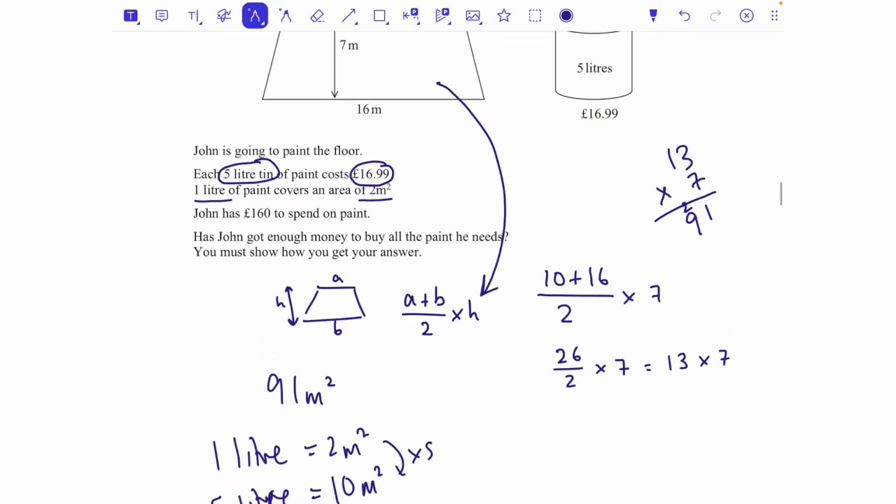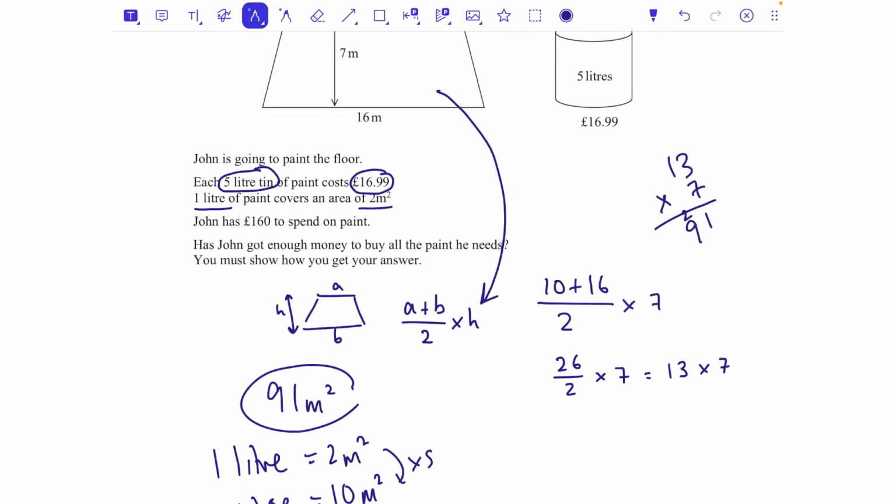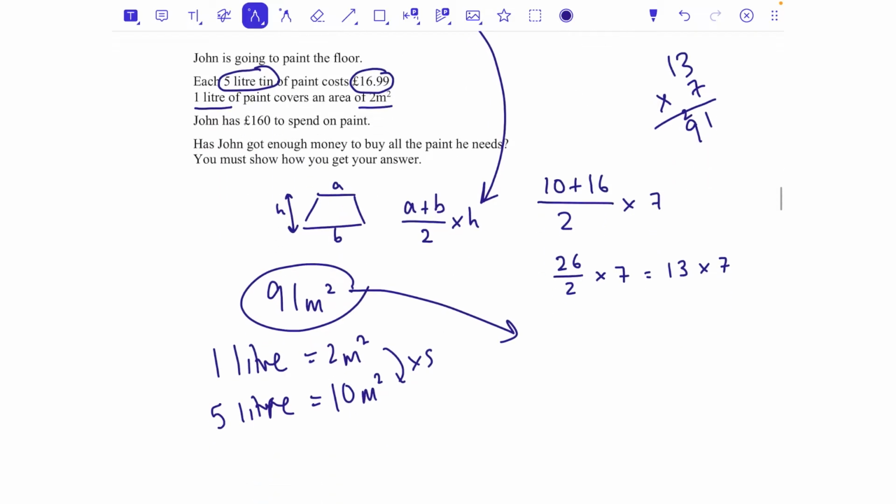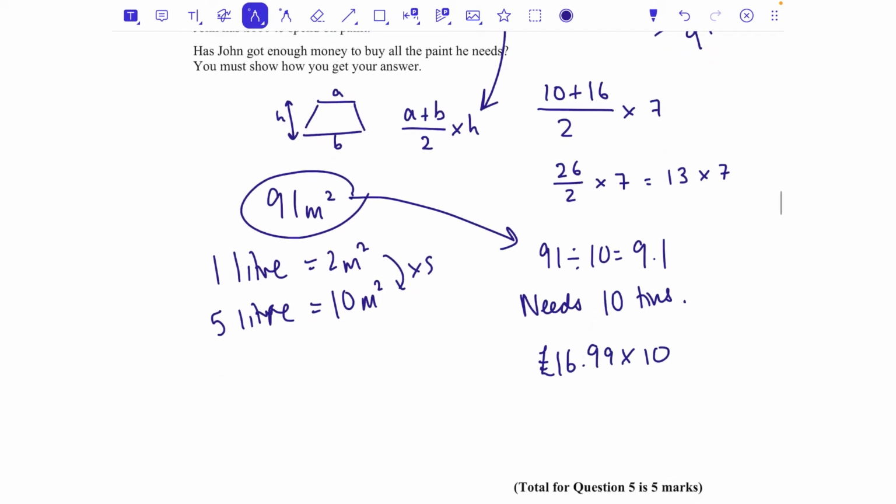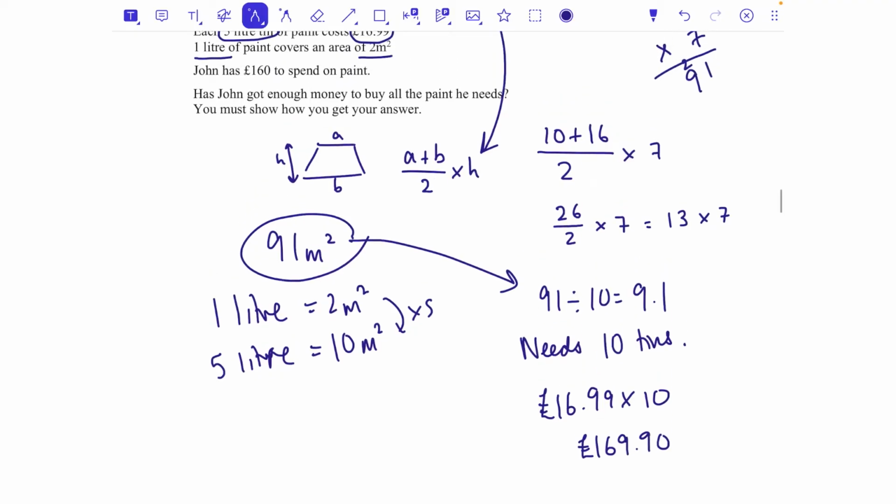I can't go to the shop and buy 9 and a bit tins. So I'm going to do 91 divided by 10, which is 9.1, but I can't buy 9.1 tins. So he needs 10 tins. We'd have to round that up. And so it's going to be £16.99 times by 10, which is £169.90, and he's only got £160.